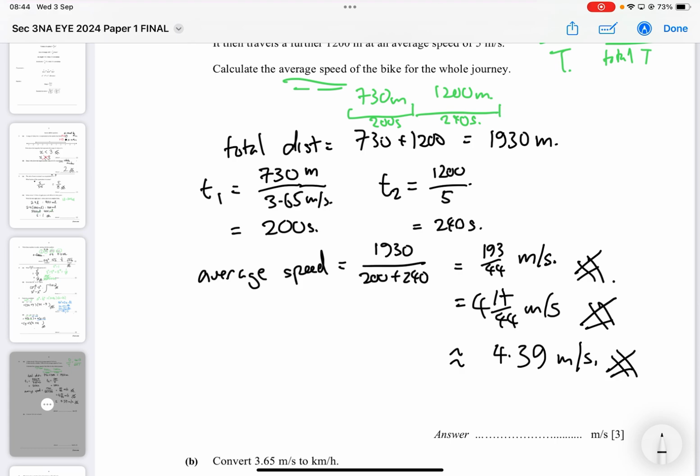And this question is considered easy. I would think this is an easy question. They never ask you to do conversion between kilometer per hour and meter per second. Everything is meter, second. They ask you to answer also in meter per second. You just need to know average speed is total distance divided by total time. That will lead you to go and find the individual time.